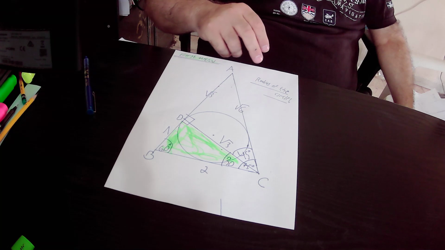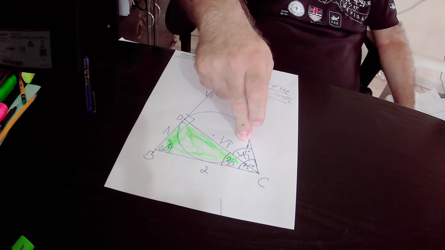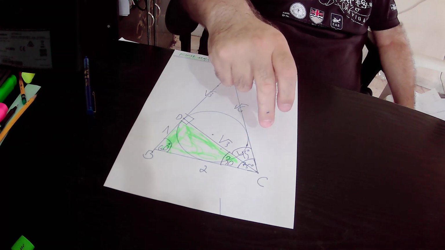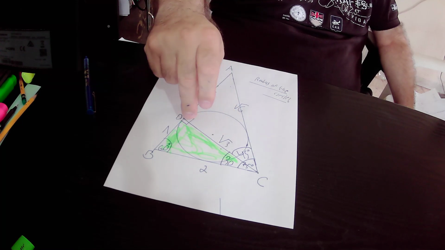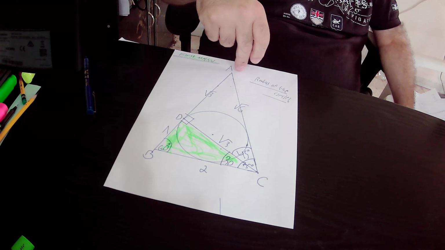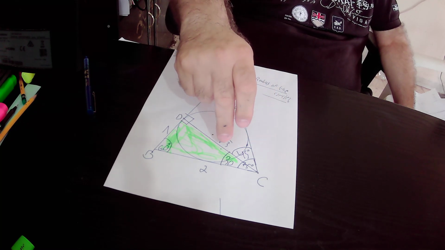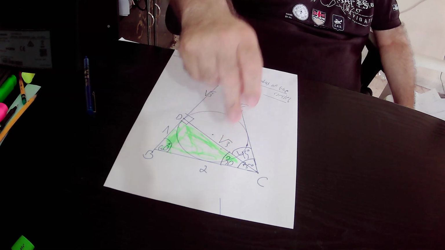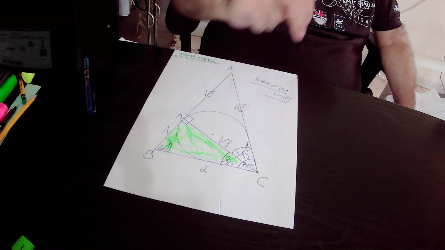Then we calculated the size of this angle ACD. The size of this angle ACD equals the size of the big angle ACB minus the size of the small angle DCB. That is to say, the size of the big angle is 75 degrees, the size of the small angle is 30 degrees. 75 degrees minus 30 degrees is 45 degrees.